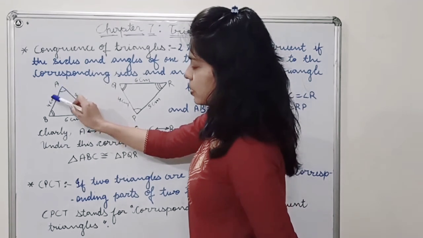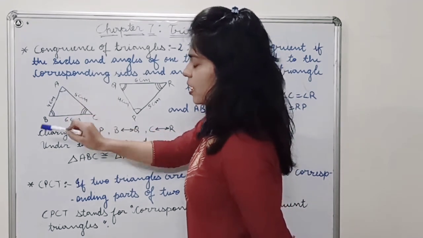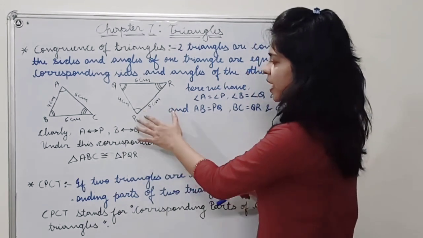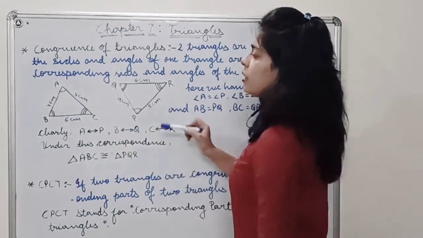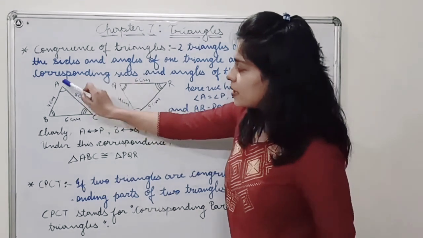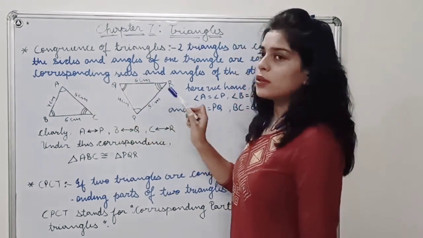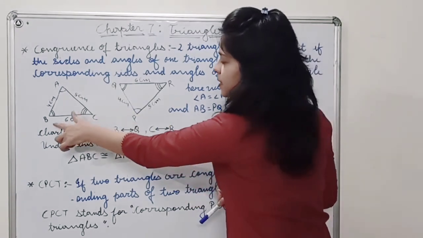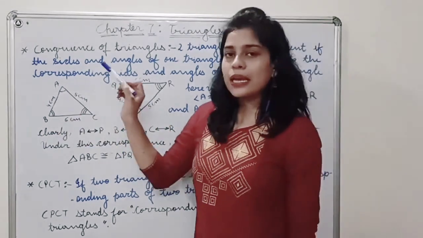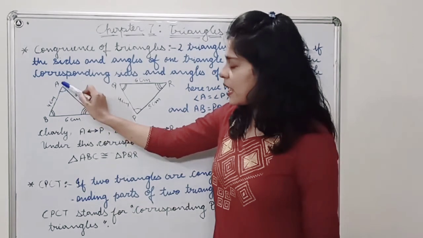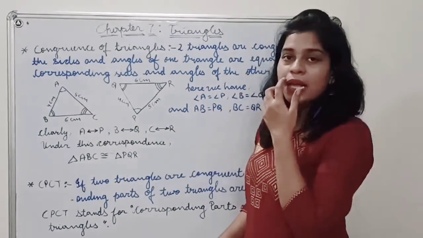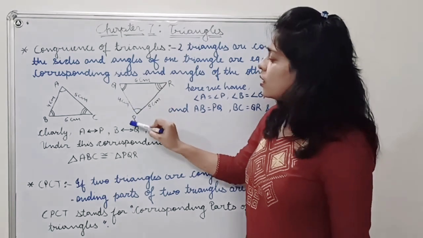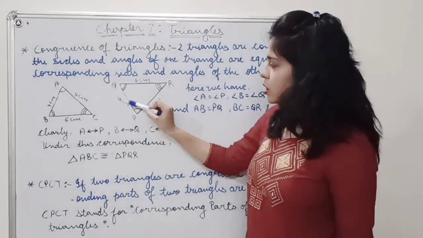So under this correspondence, if we are naming the side of the first triangle as AB, then corresponding to AB, which side do we have here? We have PQ. We cannot name that AB is equal to QP. No, because A is corresponding to P and B is corresponding to Q. Then if we are naming the side as AB of the first triangle, then the name of the side of the other triangle will be PQ, not QP.